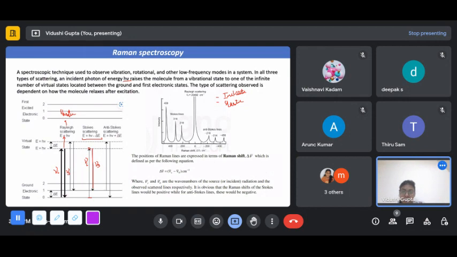Whereas in anti-Stokes scattering, when a molecule is excited to a virtual state, then it relaxes back to the ground state of higher energy than that of the incident. So here the energy will be h mu plus delta E. This is anti-Stokes scattering. The Stokes scattering is an inelastic scattering.